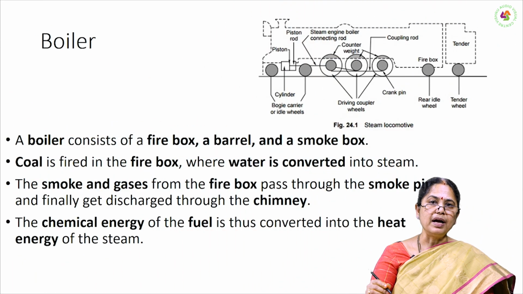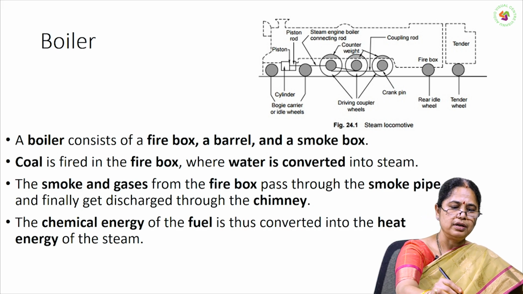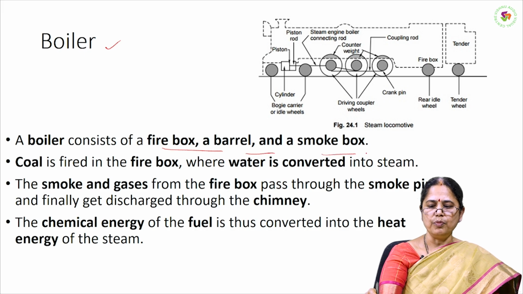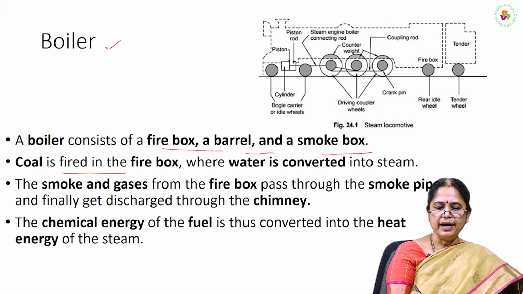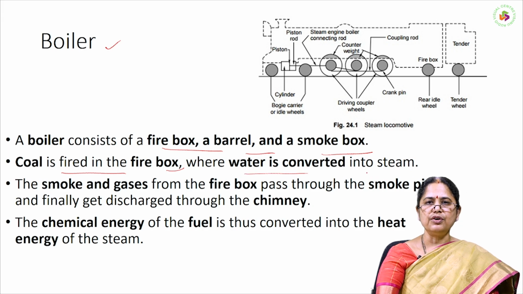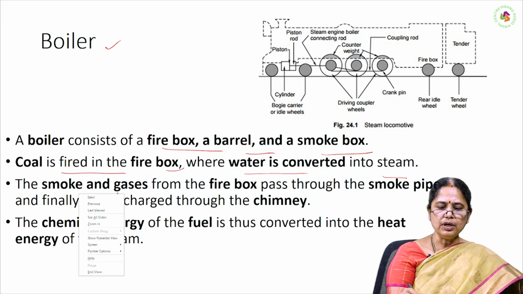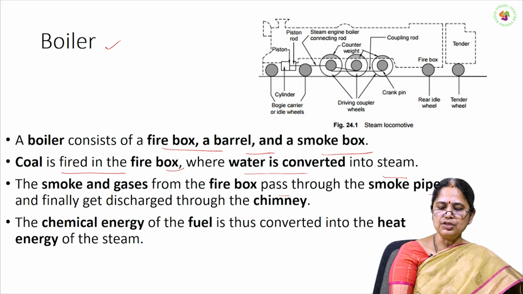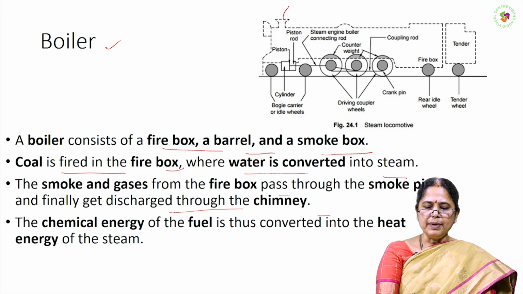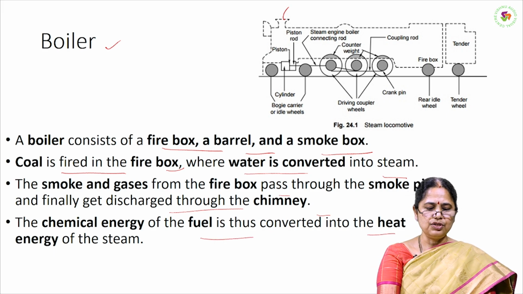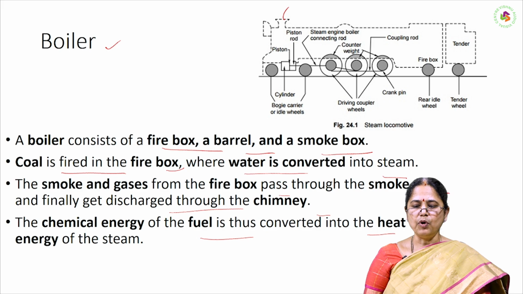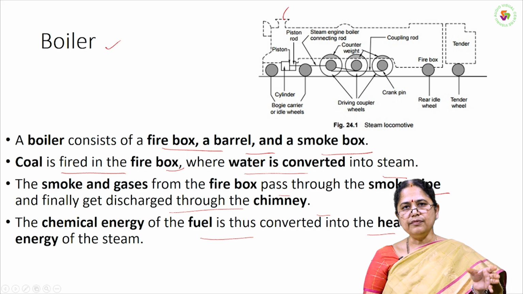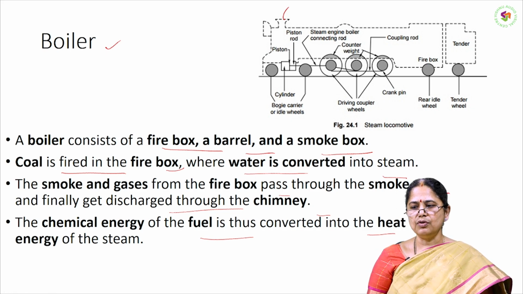Here we are going to see the different parts of the steam locomotive. The first one is the boiler. The boiler consists of the firebox, barrel and smoke box. Coal is fired in the firebox, where the water is converted into steam. The smoke and gases from the firebox pass through the smoke pipe and finally get discharged through the chimney. The chemical energy of the fuel is thus converted into the heat energy of the steam. Here in the boiler, the chemical energy is nothing but the coal. Coal is burnt and from that the heat energy of steam is produced.